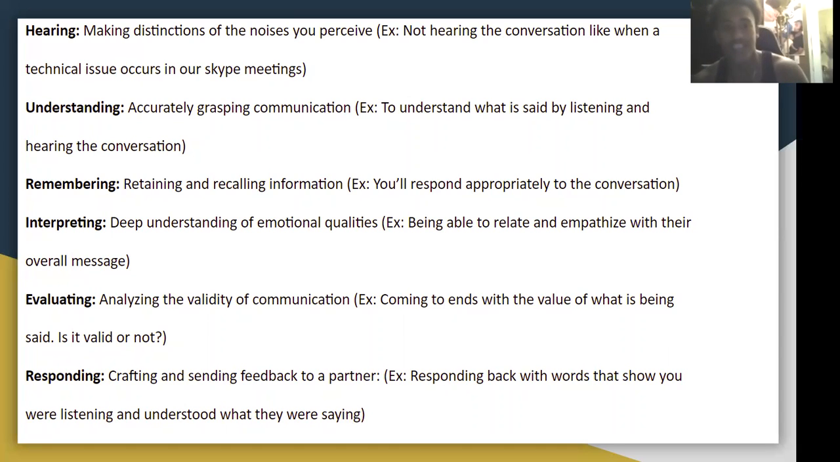And then interpreting is a deep understanding of emotional qualities, like being able to relate and empathize with the overall message. Like in the meeting today with the professor, she talked about having successful relationships, but some of us can't relate. Evaluating is analyzing the validity of communication, coming to terms with the value of what is being said, like is it valid or not? And then responding, crafting and sending feedback to a partner, would be like responding back with words that show you were listening and understood what they were saying. Like if I asked Jack, would you agree or disagree that the song 9 in the Afternoon is a great song?